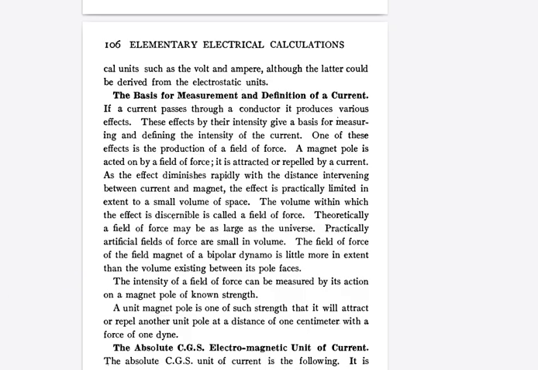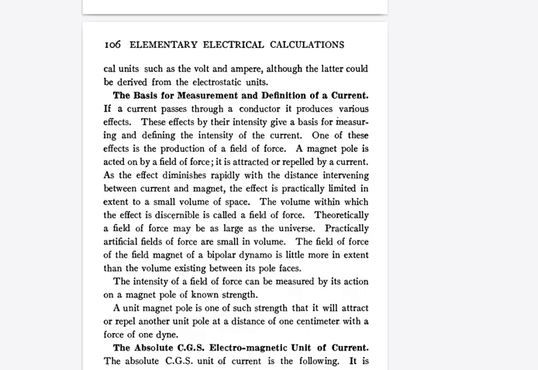As the effect diminishes rapidly with the distance intervening between current and magnet, the effect is practically limited in extent to a small volume of space. The volume within which the effect is discernible is called a field of force. Theoretically, a field of force may be as large as the universe. Practically, artificial fields of force are small in volume. The field of force of the field magnet of a bipolar dynamo is little more in extent than the volume existing between its pole faces.